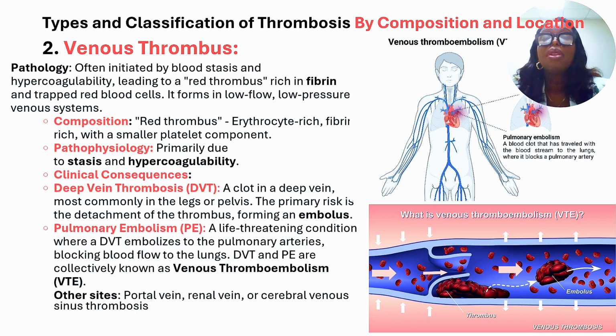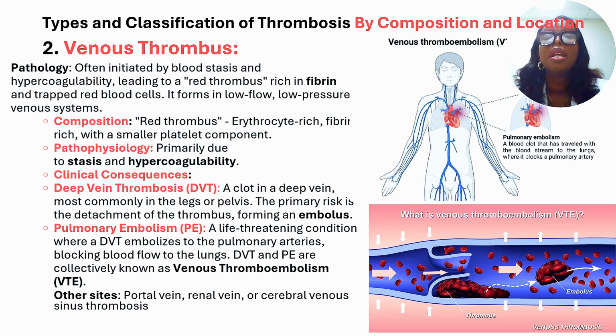Composition of venous thrombus. Venous thrombus, unlike arterial thrombus, is called red thrombus. Remember, arterial thrombus is called white thrombus because it is rich in platelets and low in fibrin, while the venous thrombus is called red thrombus because it has a lot of erythrocytes, that is red blood cells. So it is erythrocyte rich, fibrin rich with a smaller platelet composition. Pathology, venous thrombus primarily occurs as a result of stasis and hypercoagulability. Clinical consequences, it can lead to what we call deep vein thrombosis.